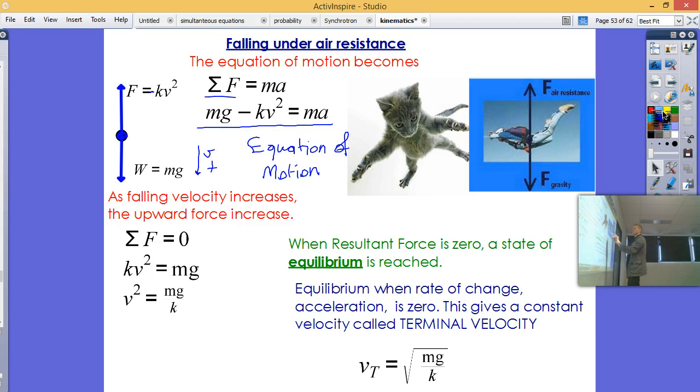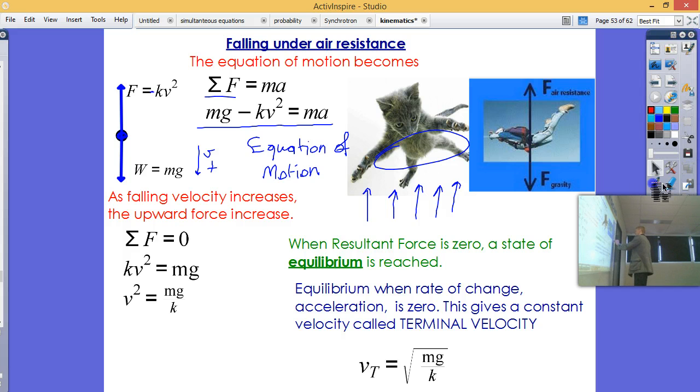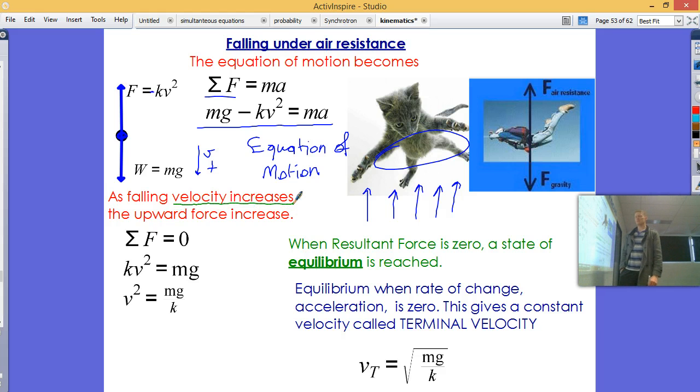Mr. Kitty is very clever because Mr. Kitty spans his legs out and arms out in a way to increase his surface area. And as he increases his surface area, what happens is that he's making this opposing force that's slowing down his motion get larger and larger. And this force will keep increasing as well as the velocity increases up to some point. And this is the point where these two forces, being a subtraction, are going to balance. And it's going to balance to zero.